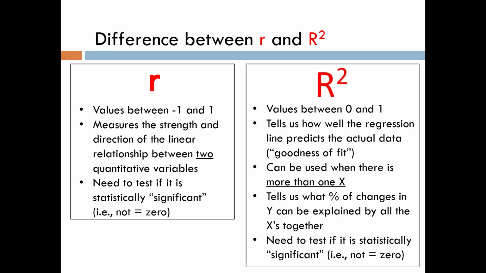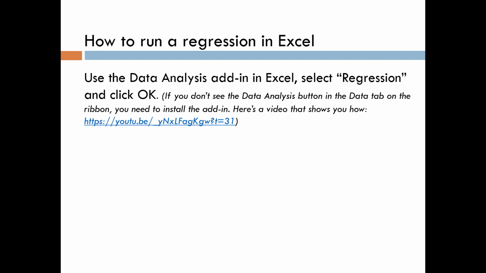We can also conduct a statistical test to determine if the R-squared is significant, that is not equal to 0, which would mean that the x's explain some of the variance in y. So let's take a crack at running our first regression using the tape data.